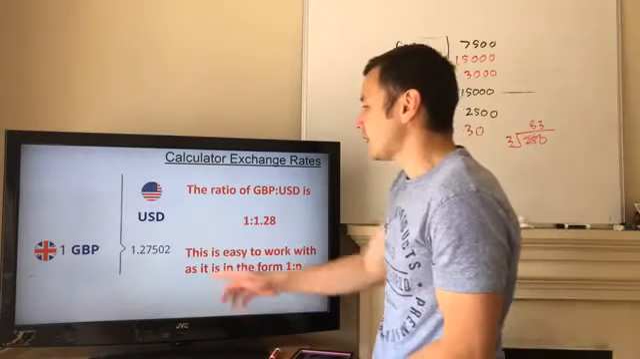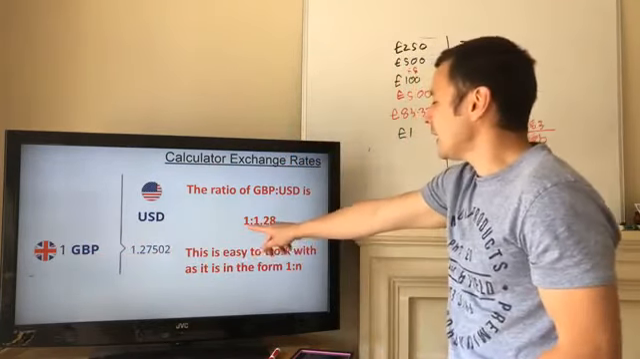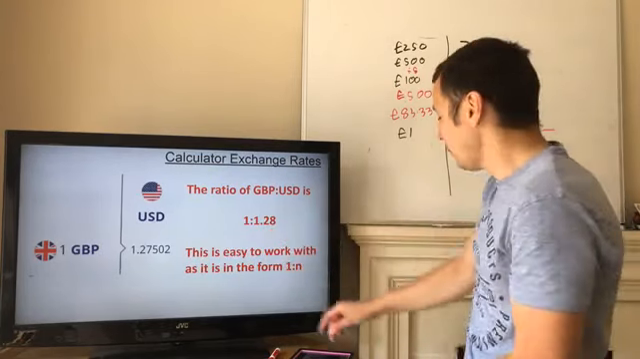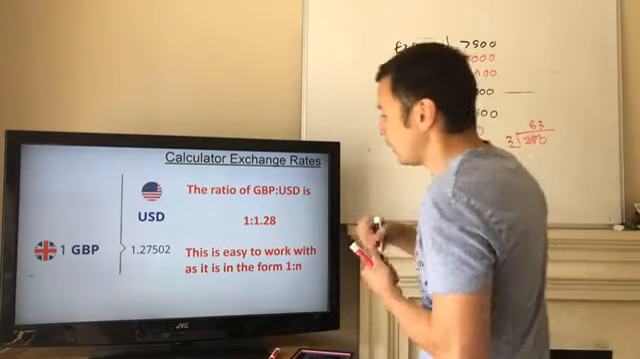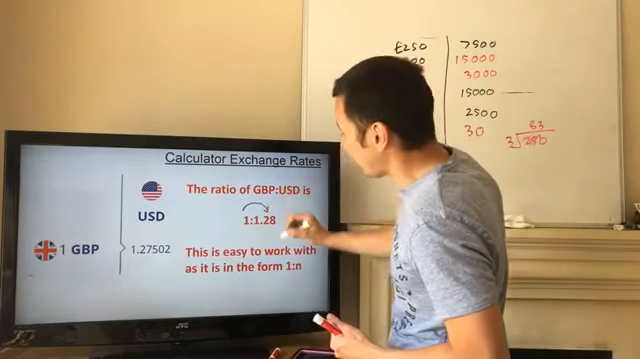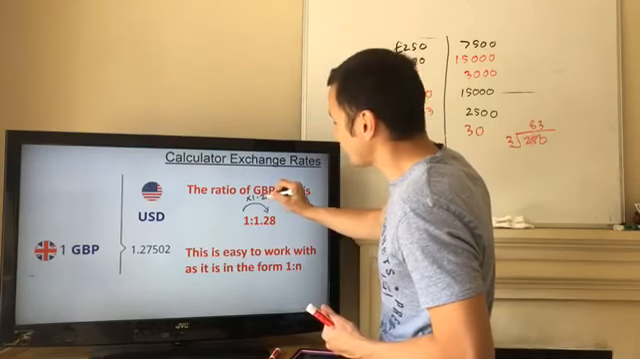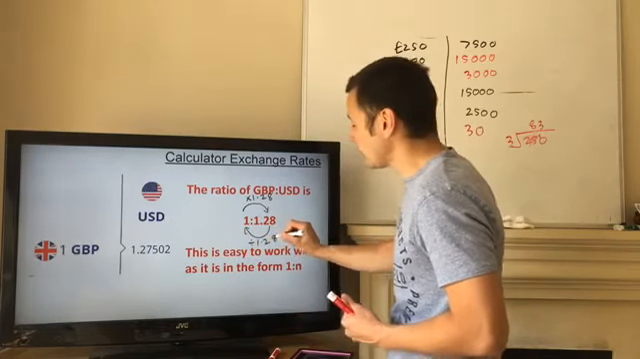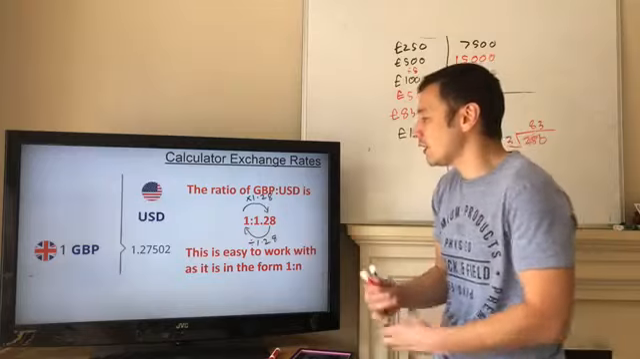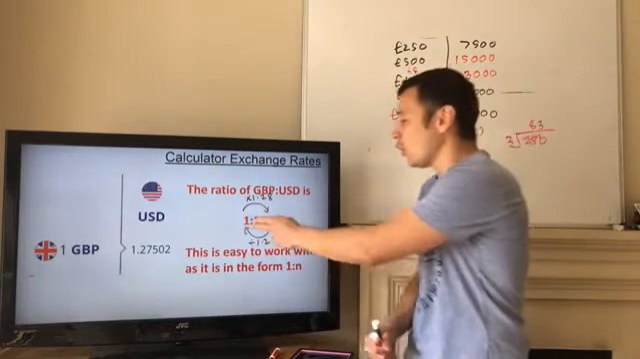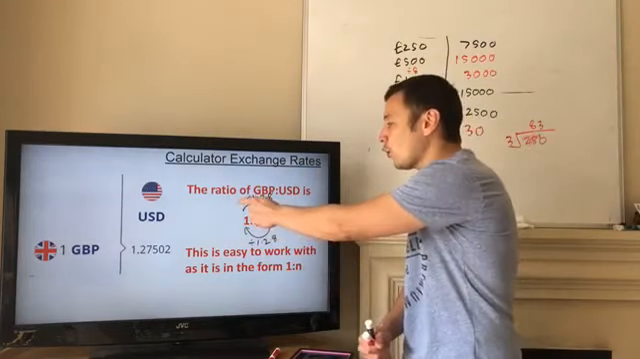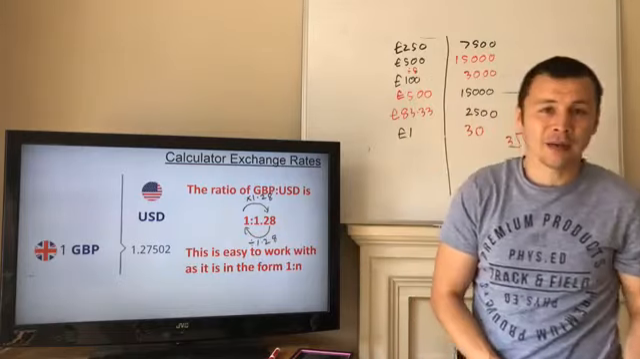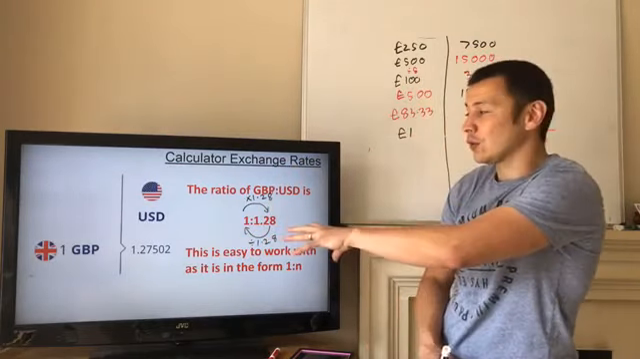Because if we know that 1 GBP is equal to $1.28, okay, I've rounded that a bit there, we can see to get from 1 to 1.28, we times by 1.28. To go the other way, we divide by 1.28. And before you start any question on this, you want to draw yourself a diagram like that. They'll always tell you what the exchange rates are. Draw your arrows in: to get from 1 to 1.28, we times. To go the other way, we divide. So if you draw that in, then you know what you're doing, okay?